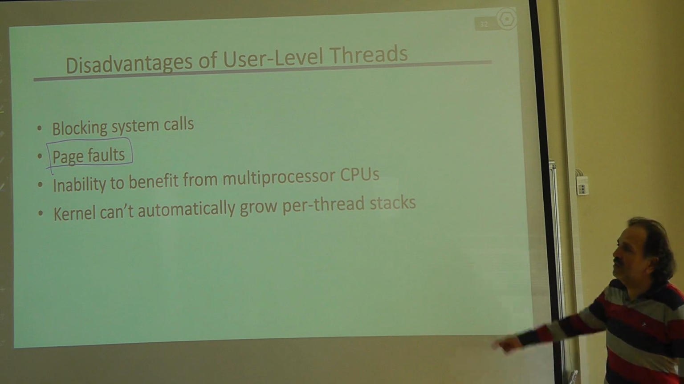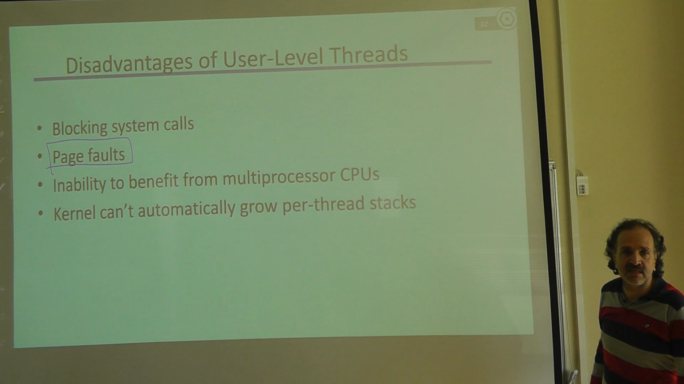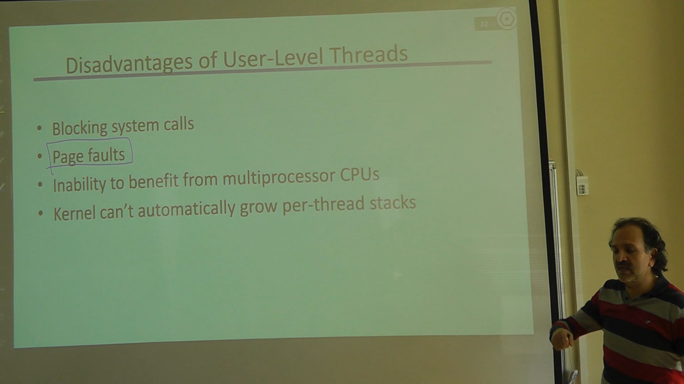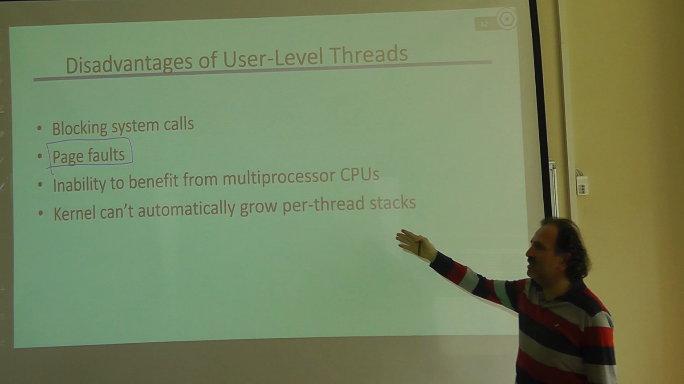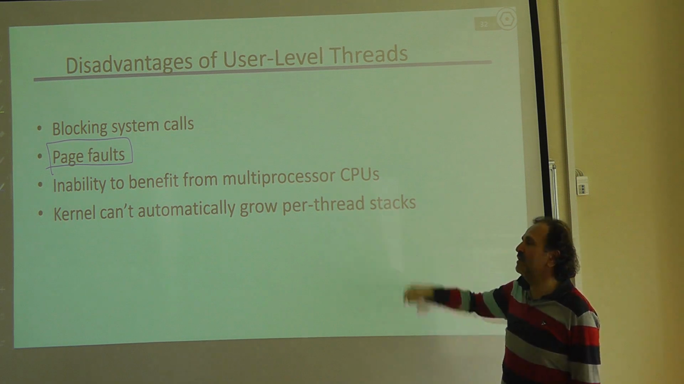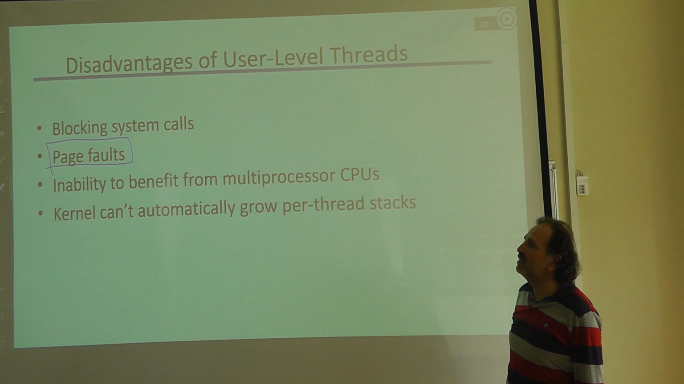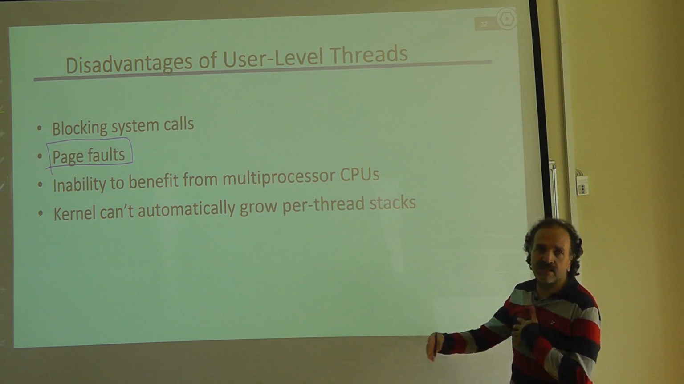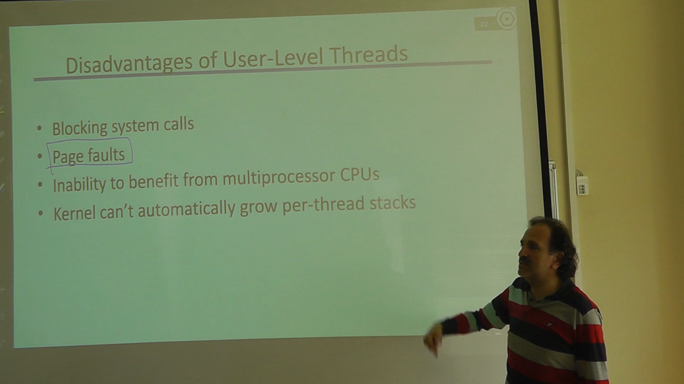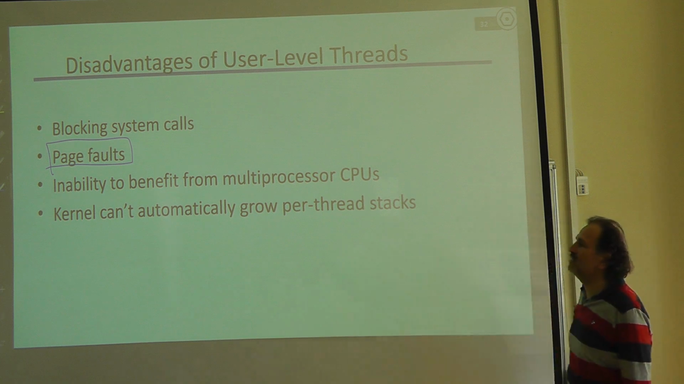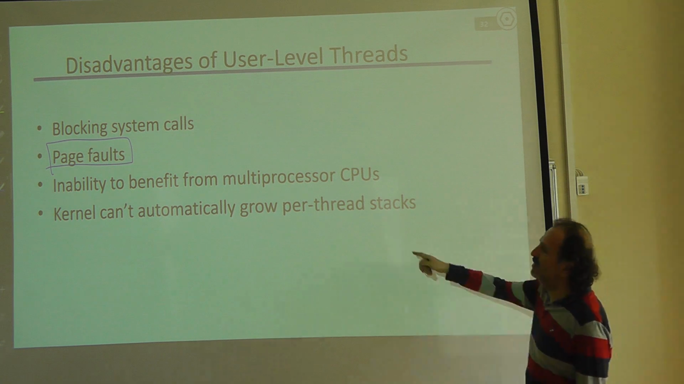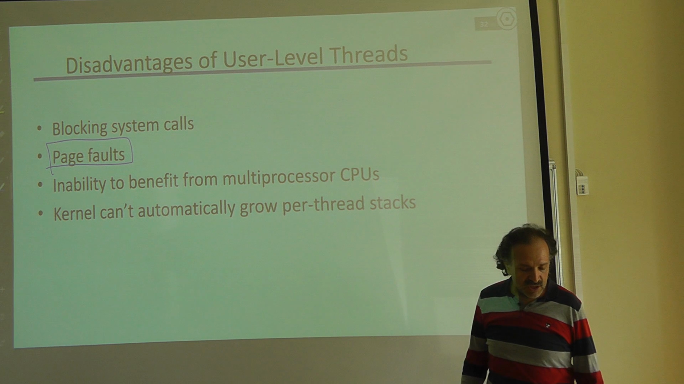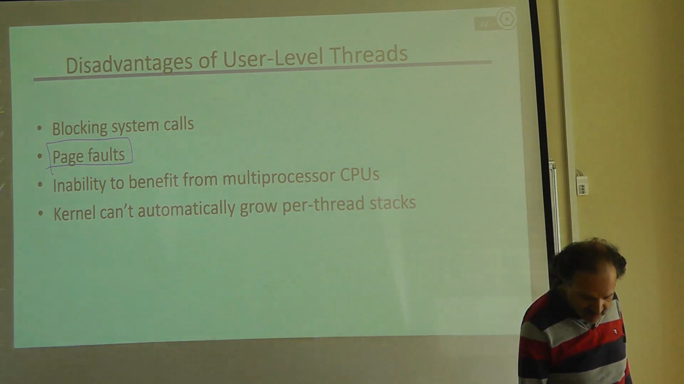Okay, and the kernel can automatically grow per-thread stacks. I mean, each thread has its own stack, right? And growing this stack, or when you don't need it, shrinking it, is done by the kernel at the process level. But since we implemented our threads at the user level, the operating system cannot help us to grow and shrink the stacks. We need to do all of these with our code. We cannot benefit from the operating system procedures for growing the stacks, which causes some inefficiency.